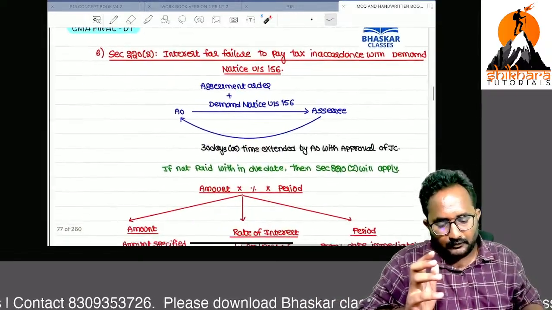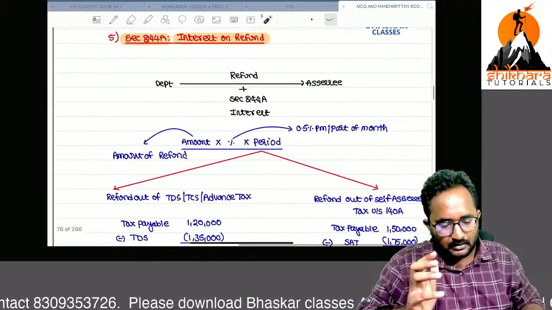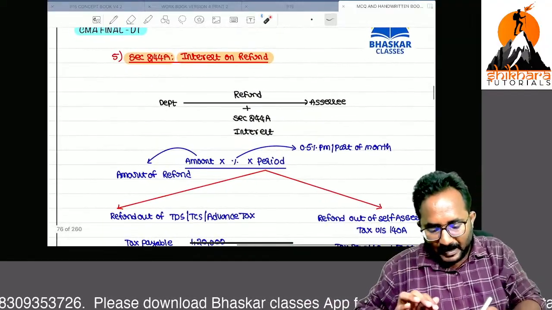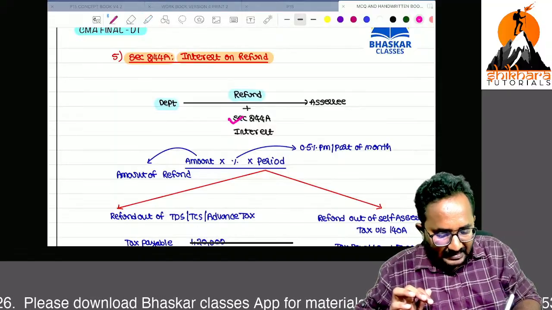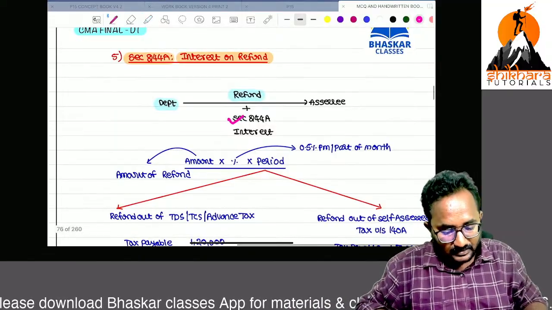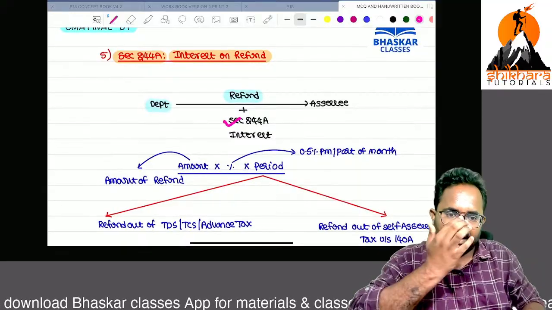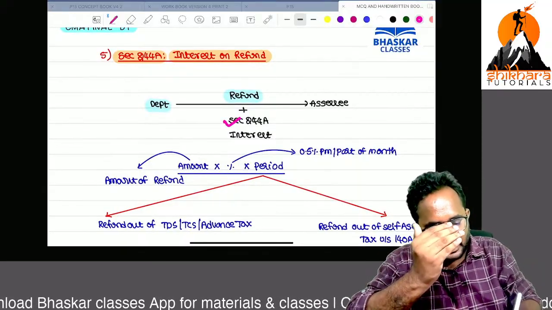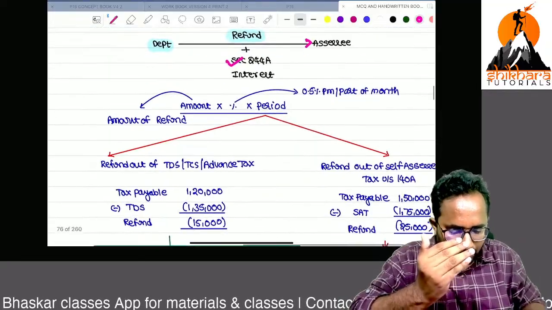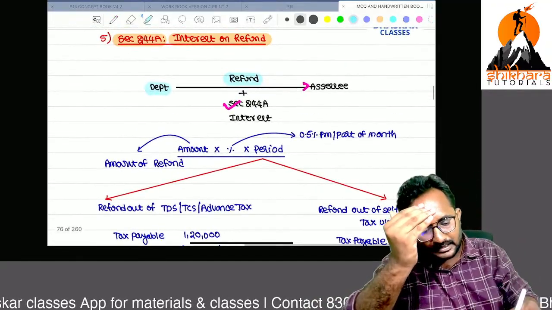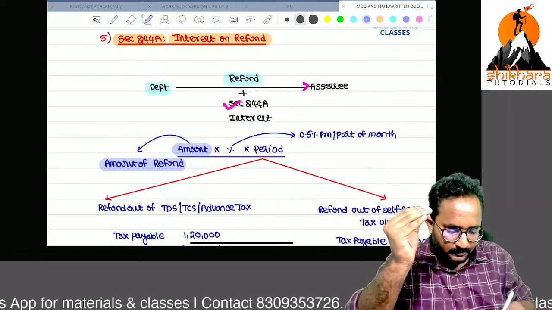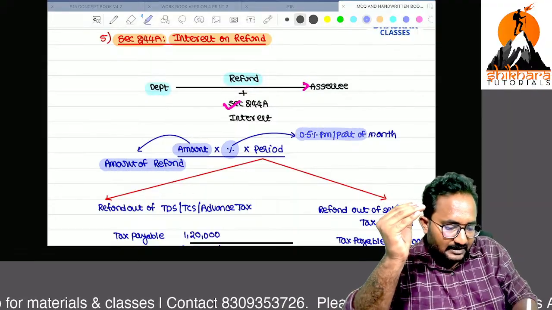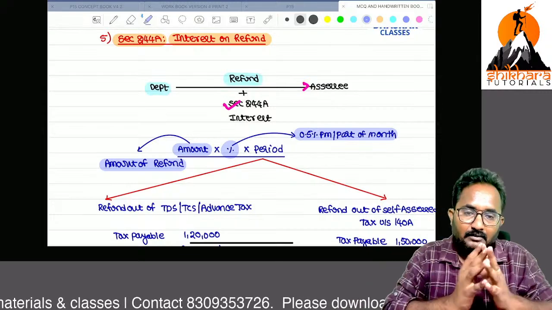Now 244A, I will tell you. The department gives the refund in a late manner. Along with that refund, they will give some interest also. So now how to calculate the interest, sir? The amount is simply the amount of refund only. The percentage is simply 0.5% per month or part of a month.